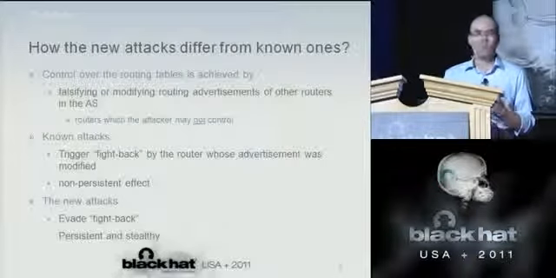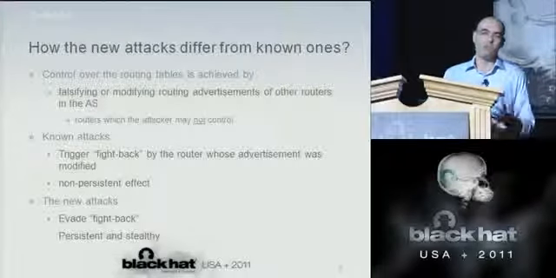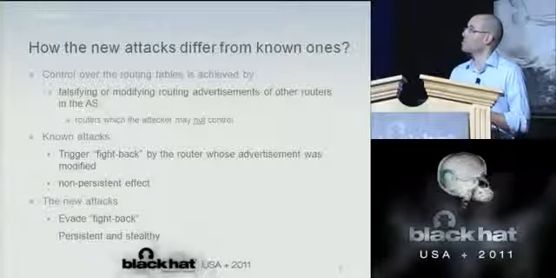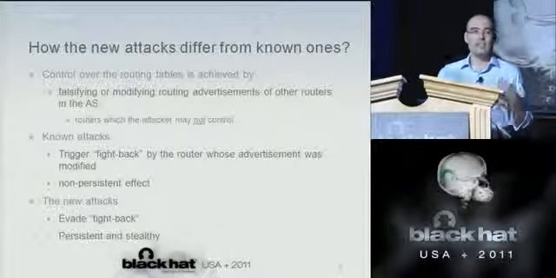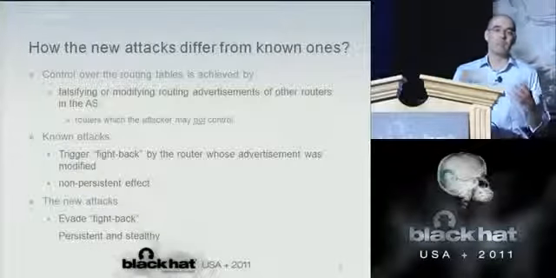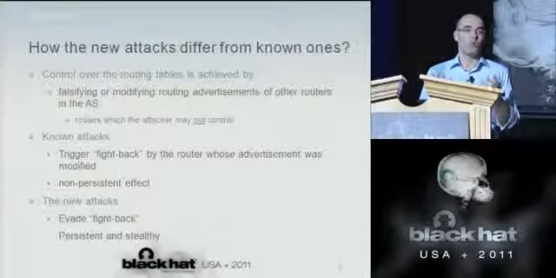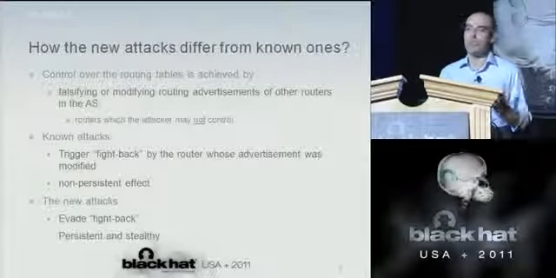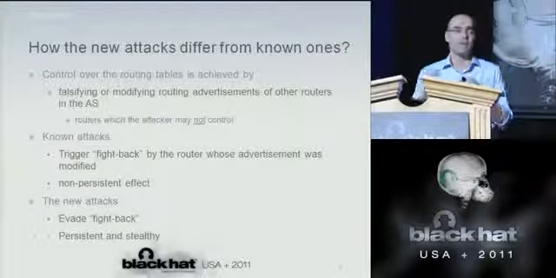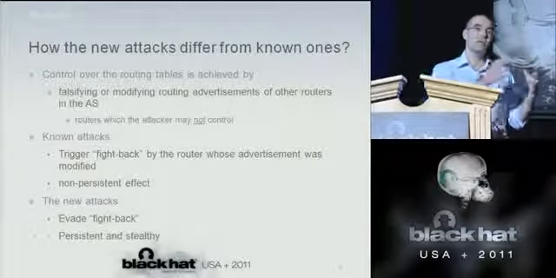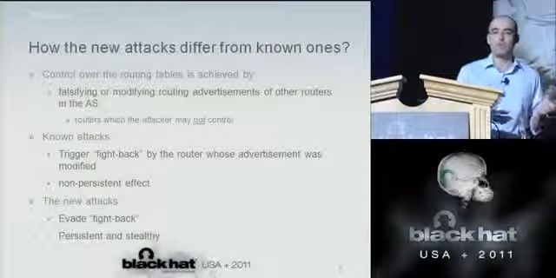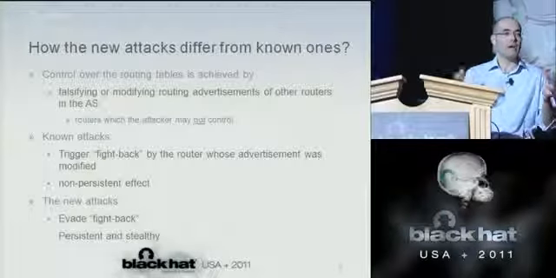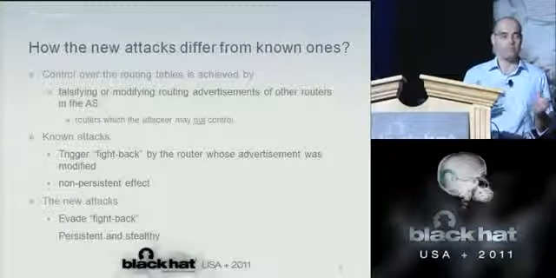So how do the attacks actually work, and why are they so different from known OSPF attacks you may already know? Okay, so the attacks achieve control over the routing tables of another router by falsifying or controlling the router's view of the autonomous system's topology. This can be done by falsifying the routing advertisements of other routers in the autonomous system. The routing advertisements of other routers are used to compile the view of the autonomous system topology.